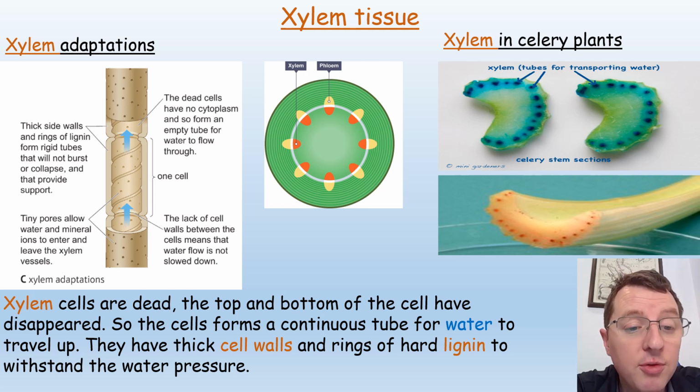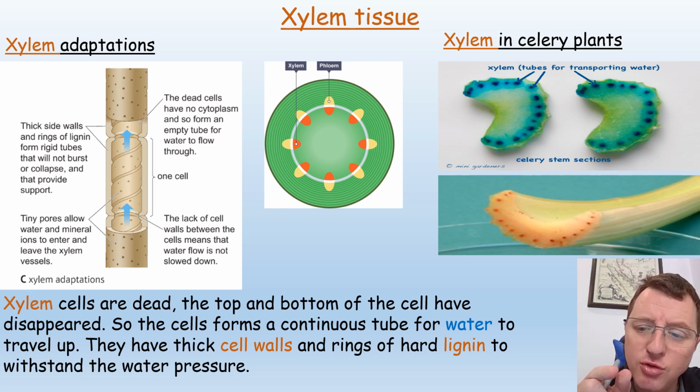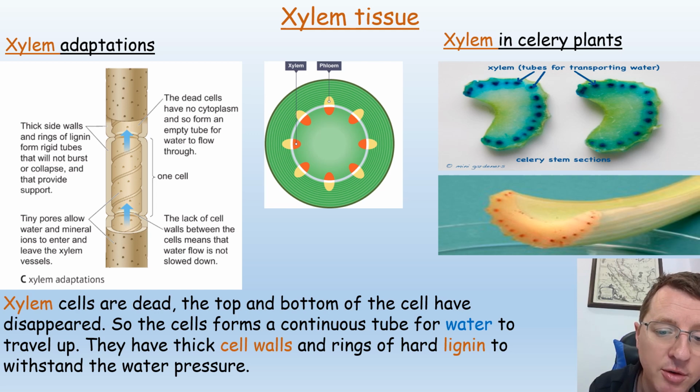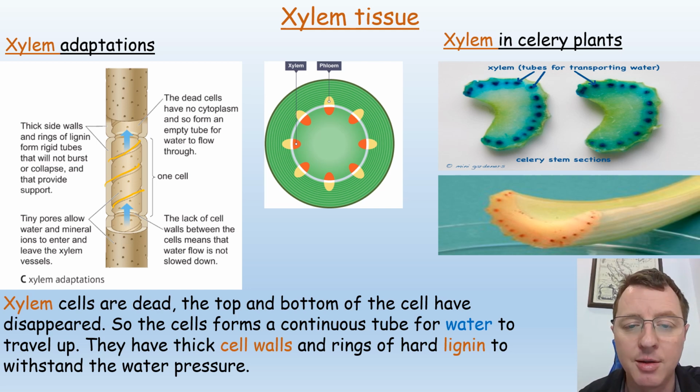Xylem cells themselves are dead. The top and bottom of the cells have disappeared, so the cells form a continuous tube for water to travel up. They have thick cell walls and rings of hard lignin to withstand the water pressure. If you have ever drunk a drink through a straw and you suck too hard, you will find that the straw sort of collapses and you can't move any more liquid into your mouth. That could happen within the xylem, and that's why they have these rings of very, very hard lignin that you can see here, to prevent the collapse of the xylem.